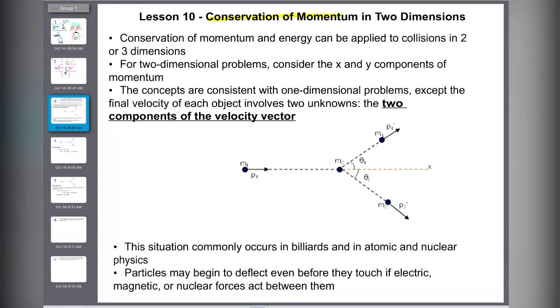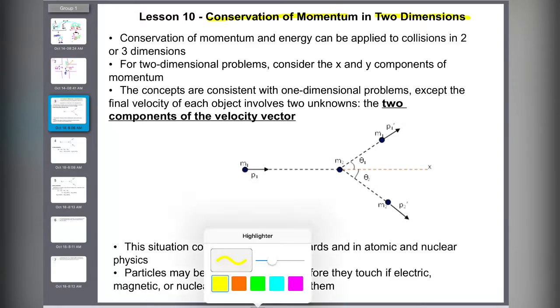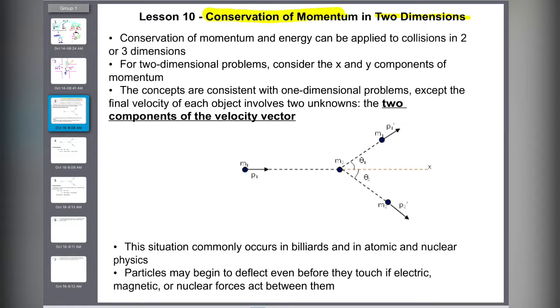Okay, so conservation of momentum in two dimensions. They're telling you that conservation of momentum and energy can be applied in collisions in two dimensions, meaning x and y, or three dimensions. We're not going to do three dimensions. It's like one piece flying off the page or something. We're only going to consider the x and the y direction.